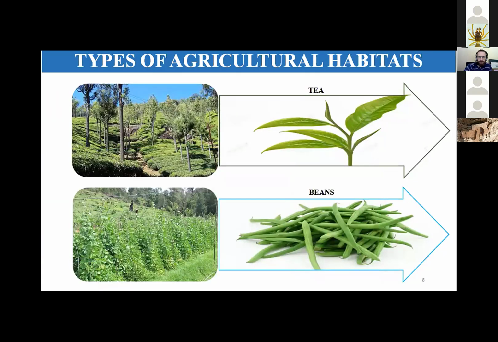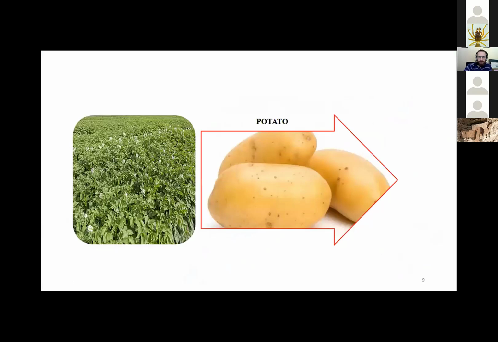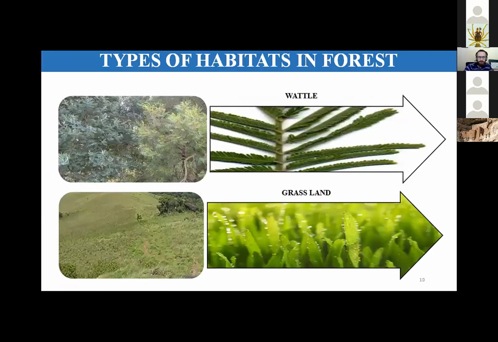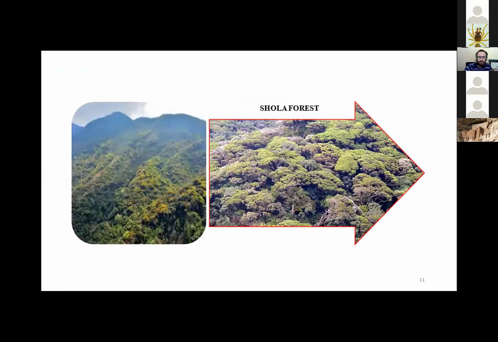In my studies, I selected these crops: first tea plantation, second beans, and third potatoes, in both areas. Very close to the forest, I selected these types of habitats: wattle tree plantation, grassland ecosystem, and the shola forest.